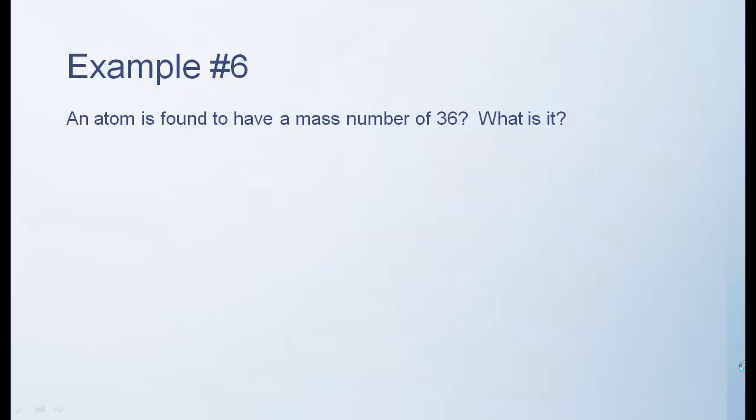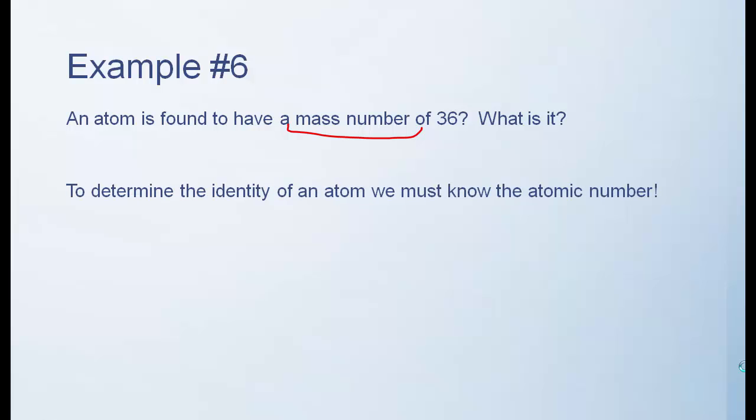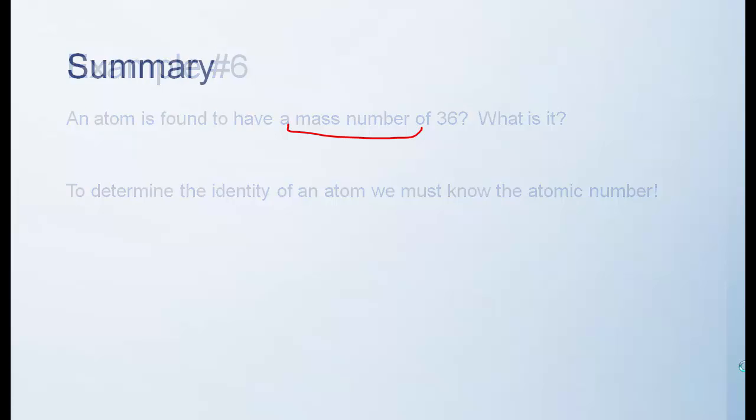How about this last question? I tell you that an atom has a mass number of 36, and then I ask you to identify it. Well, this is a trick question, because remember, if I tell you the mass number, you cannot uniquely identify an atom simply by its mass number. You must have the atomic number. The mass number, it turns out, doesn't help us identify the atom in most cases.